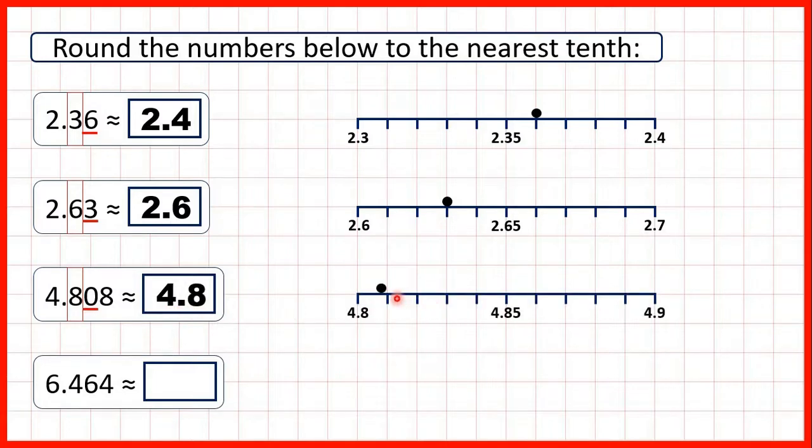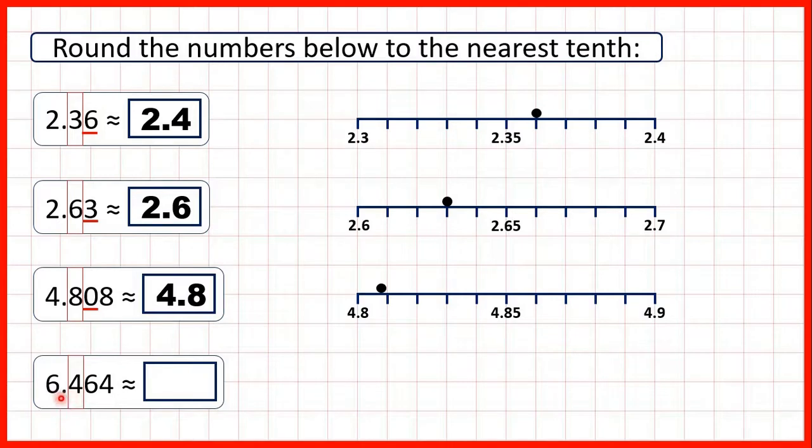We can see on a number line that 4.808 is closer to 4.8 than it is to 4.9, so we're rounding down. We can also see on this number line that 4.808 is between 4.8 and 4.81. Finally, we have 6.464. So we can find our tenths digit.